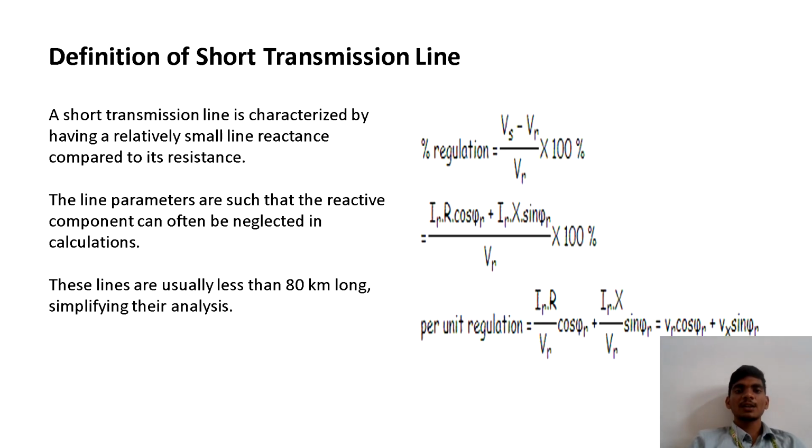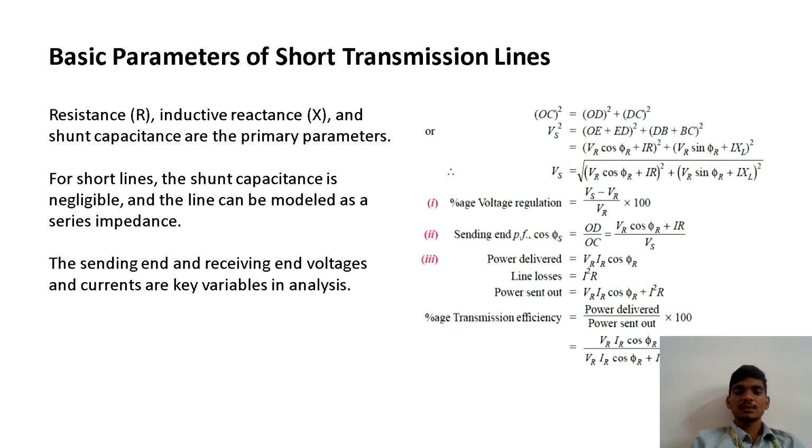Definition of short transmission lines. A short transmission line is characterized by having a relatively small line reactance compared to its resistance. The line parameters are such that the reactive component can often be neglected in calculations. These lines are usually less than 80 km long, simplifying their analysis.